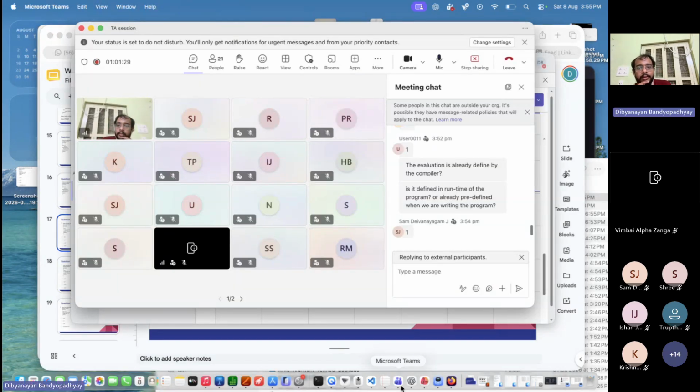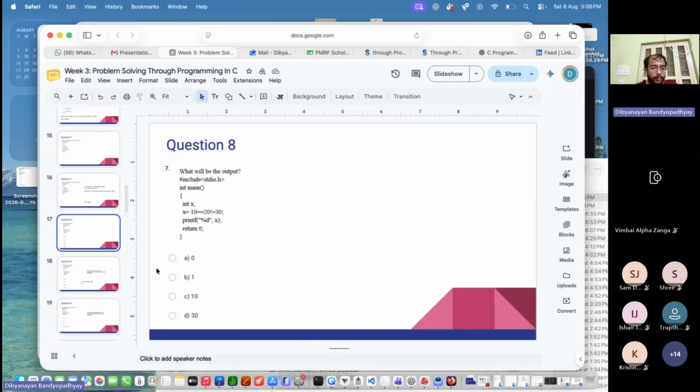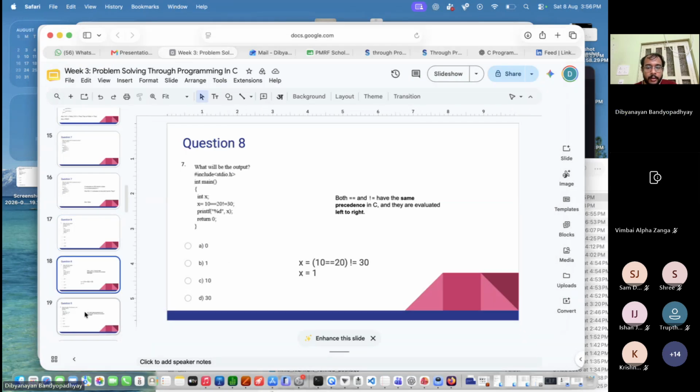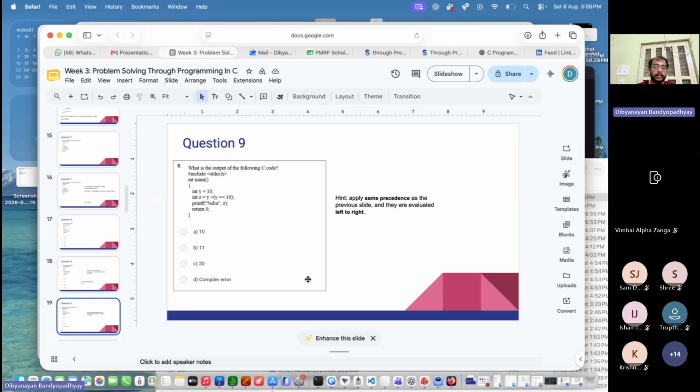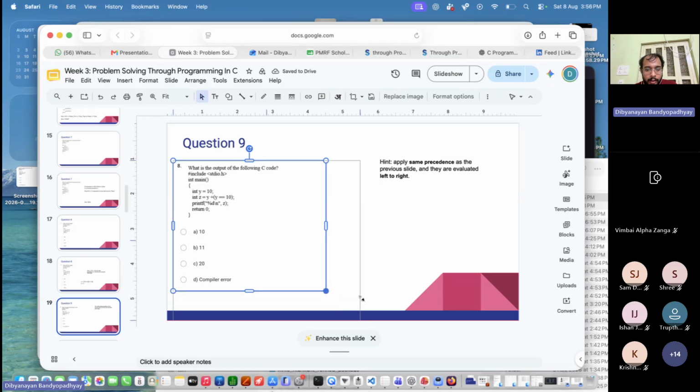Do you understand? Okay, so let's move to the next program. This is question number 9. There is an integer that you are declaring and y plus y equal to 10. Try to see it. Let me zoom it first. There is the same precedence rule that you have to apply here.